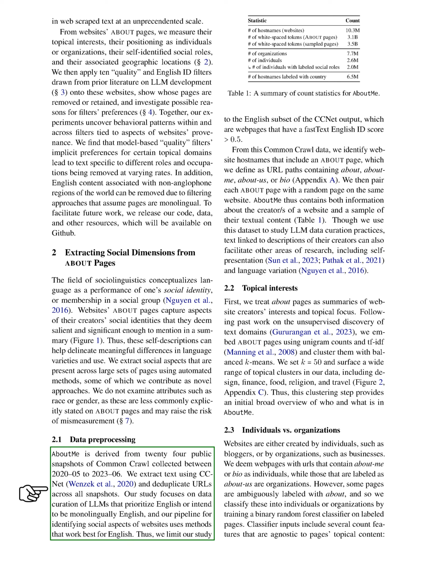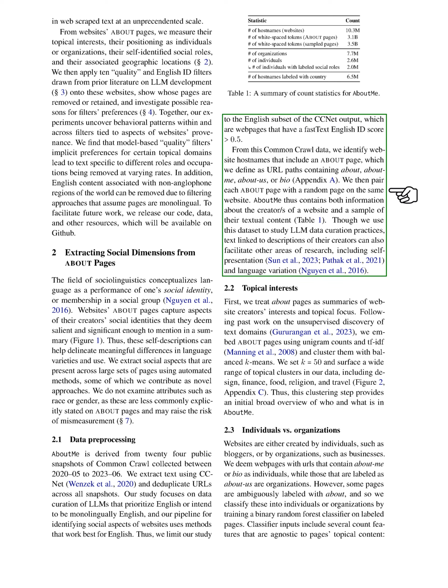Our AboutMe dataset is derived from 24 public snapshots of Common Crawl collected between May 2020 and June 2023. We extract text using CCNet and remove duplicate URLs across all snapshots. Our study focuses on data preparation for LLMs that prioritize English or are intended to be monolingually English. Therefore, we limit our study to the English subset of the CCNet output, which are web pages that have a fastText English ID score greater than 0.5.